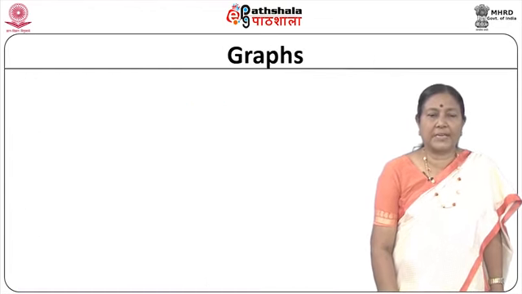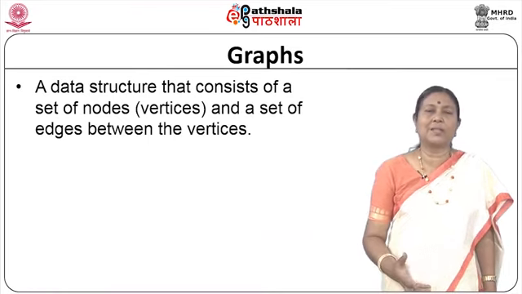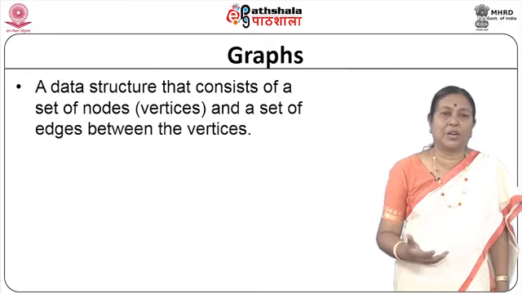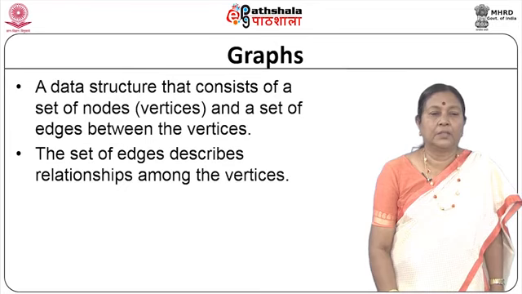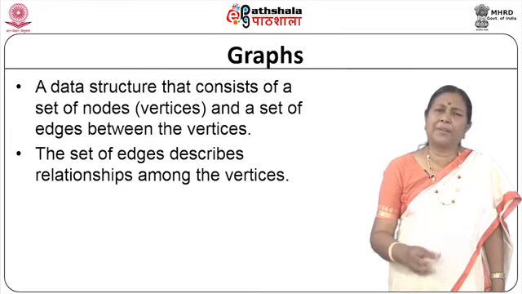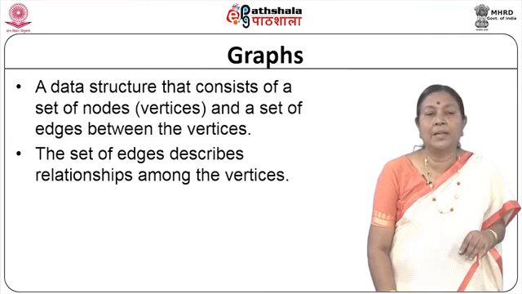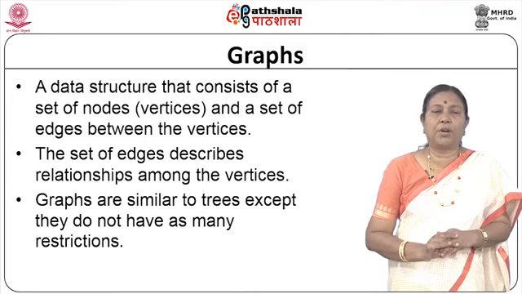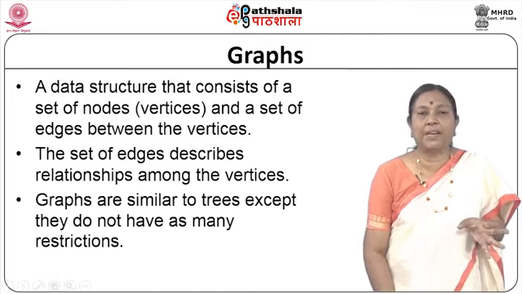So first let us look at what is a graph. It is a data structure that consists of a set of nodes, sometimes called vertices, both are used synonymously, and a set of edges between the vertices. So a set of edges describes some relationships between the vertices, that is what they use the graph for. And graphs are similar to trees except that they do not have as many restrictions as trees. We will come to what these restrictions mean later on.